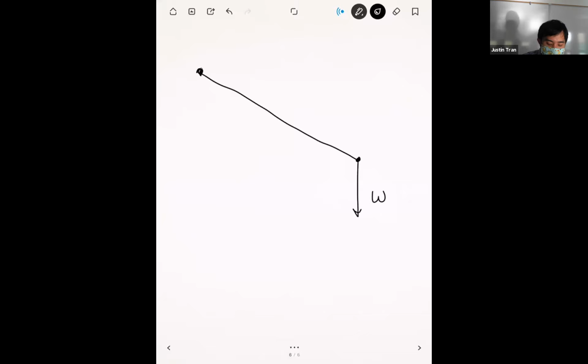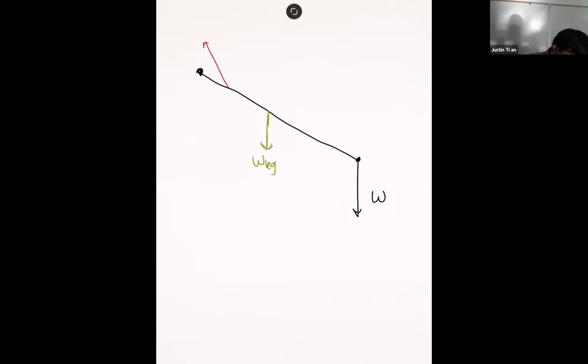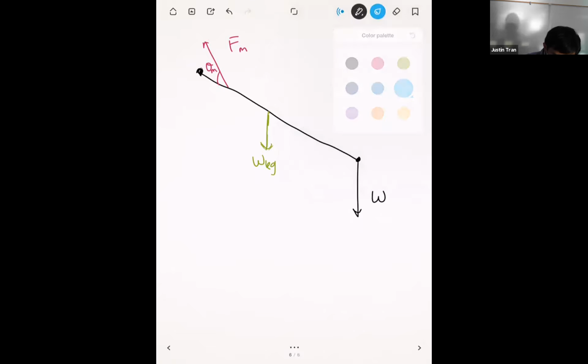We have the weight of the foot and the ankle brace at the end, and that's going to be W. We have the weight of the leg itself, so we'll call this W leg. And then we have the muscle force acting this way, where the angle here is theta M. We know the angle here is theta.